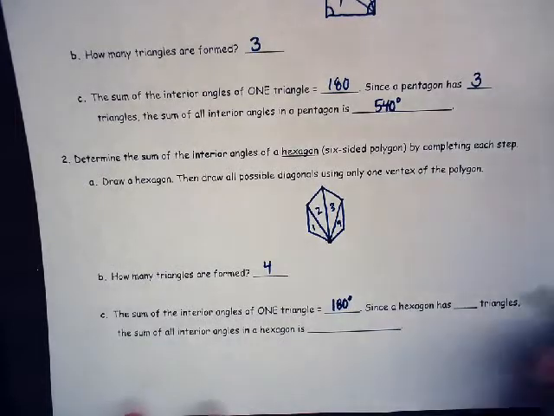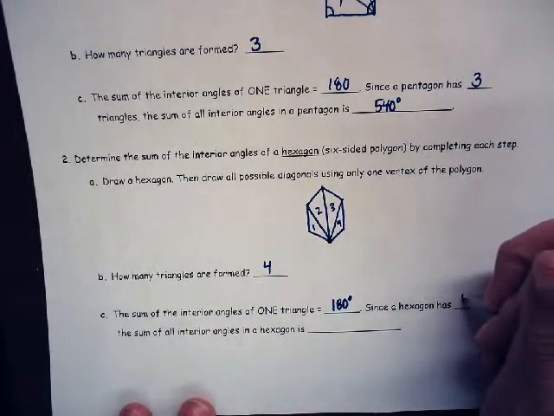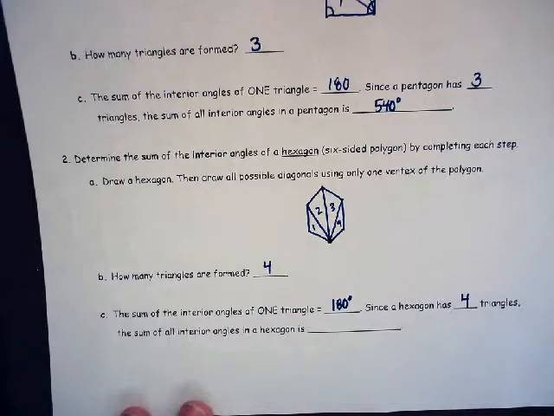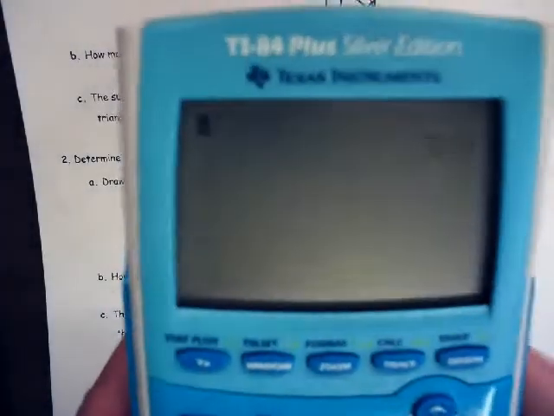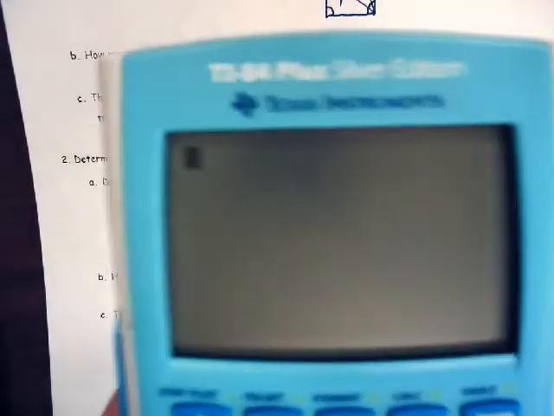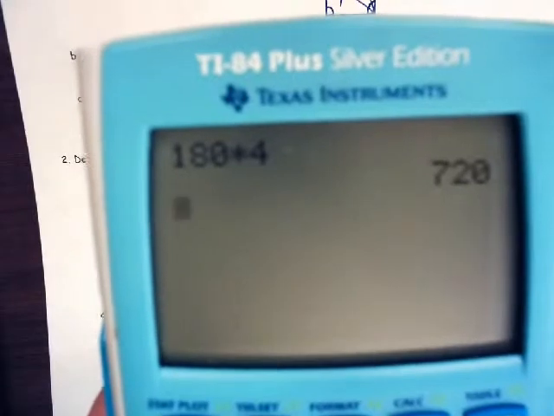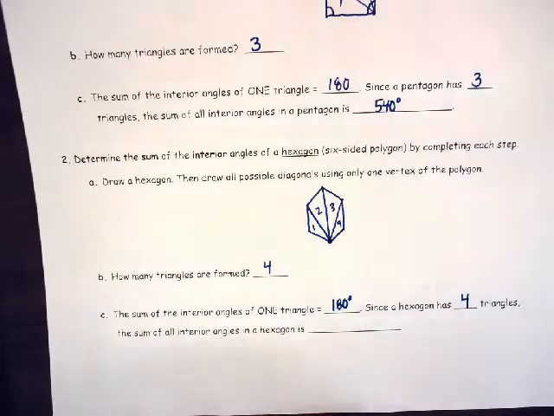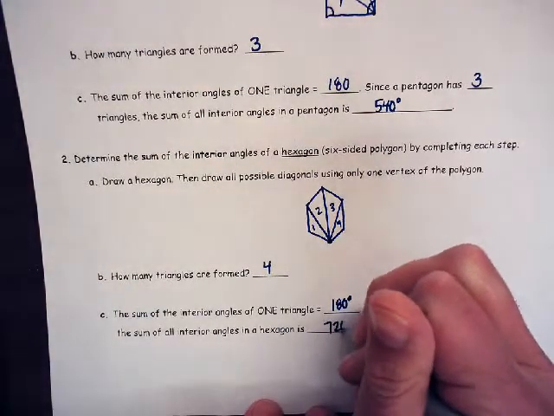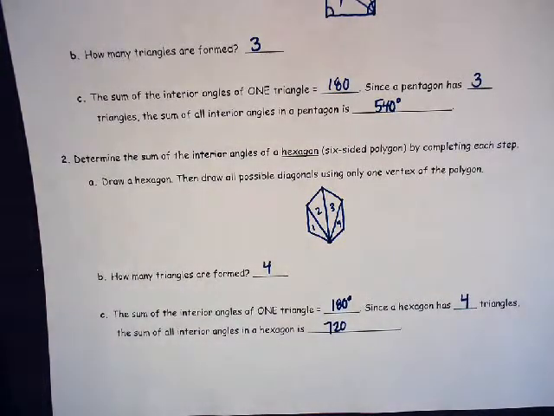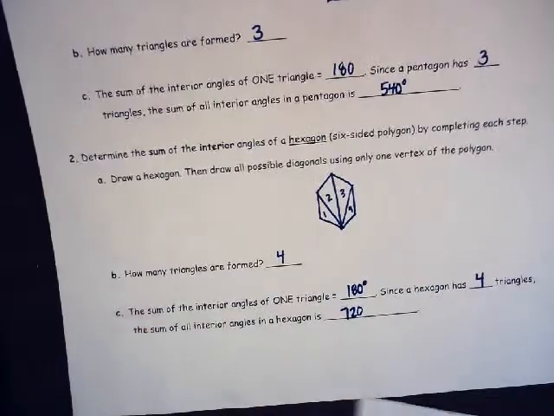Since a hexagon has, how many triangles? 4. The sum of all the interior angles of a hexagon, well, I'm just going to get my calculator again so it's a little quicker, and go 180 times 4. I get 720. Are you starting to see a pattern here? I hope so. If not, I'm going to give you plenty of practice. Don't worry.